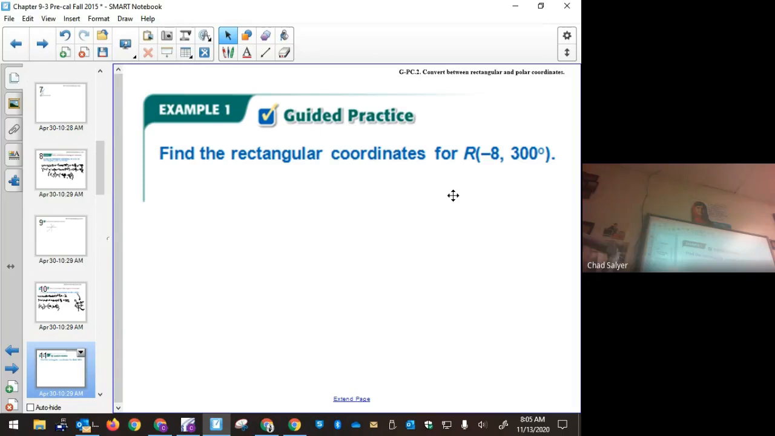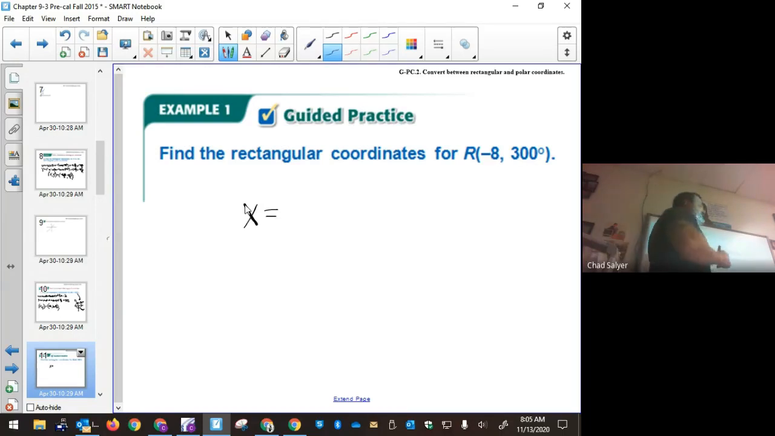Okay, so let's move along. Tell me what X is in this case, Rachel. R cosine theta. Which is? Well, we'll just write it like this. Okay, so and then negative eight cosine 300 degrees.